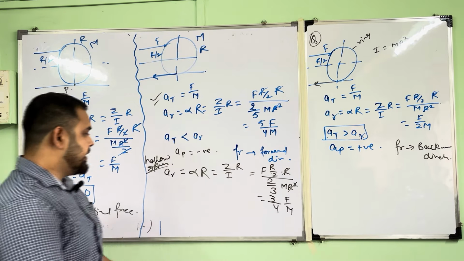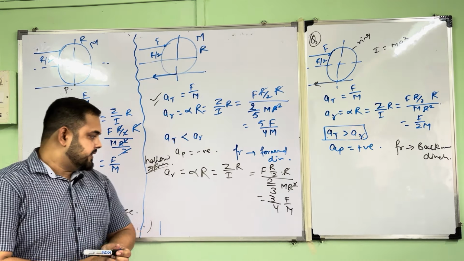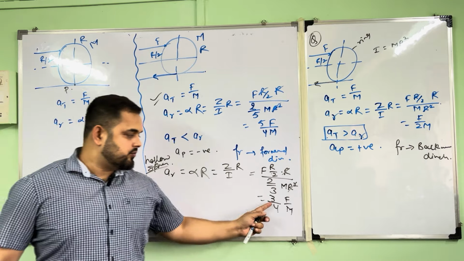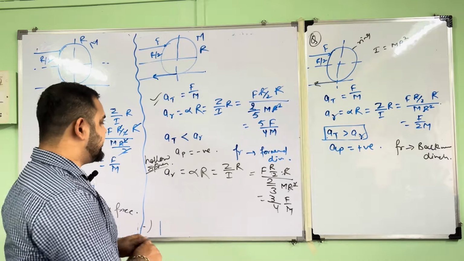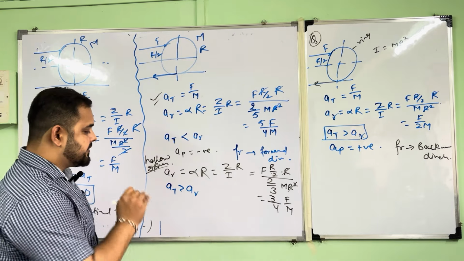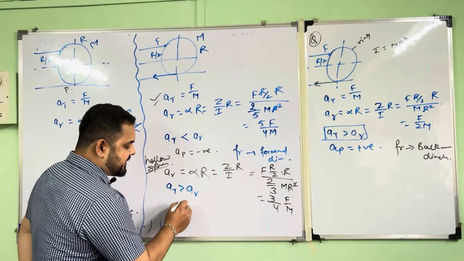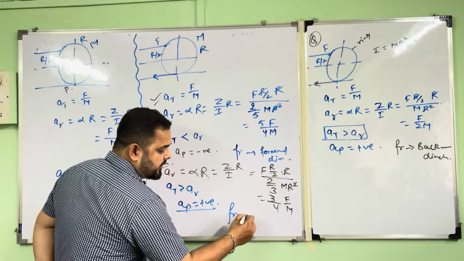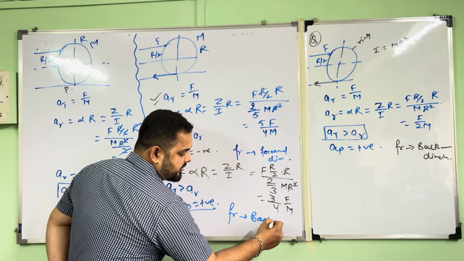So here we can see clearly that AR is 3 by 4, that means it is 0.75 F by m, which is less than AT. In this case AT is greater than AR, then we can say the acceleration of P is in positive direction, so friction will be in backward direction.